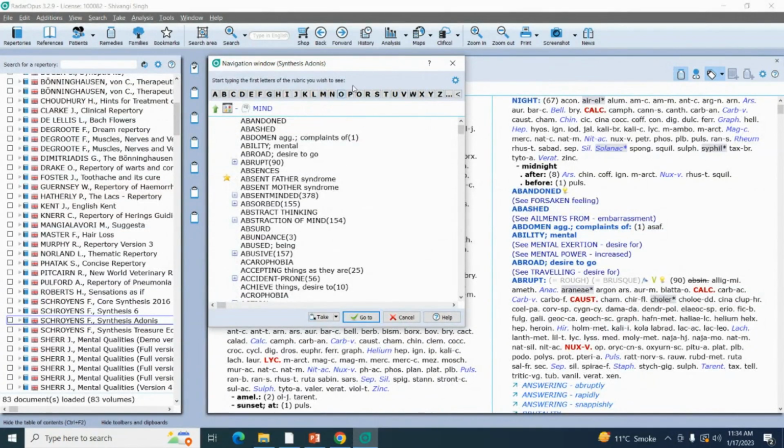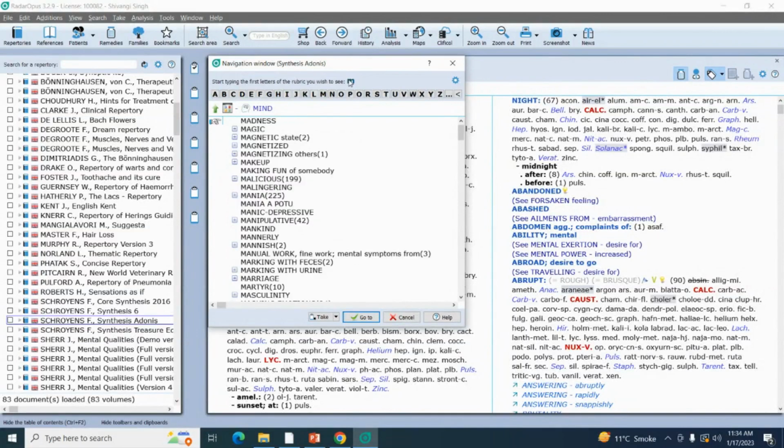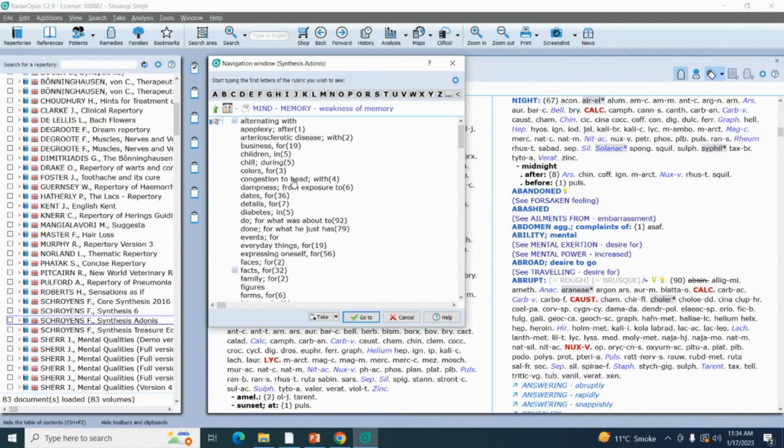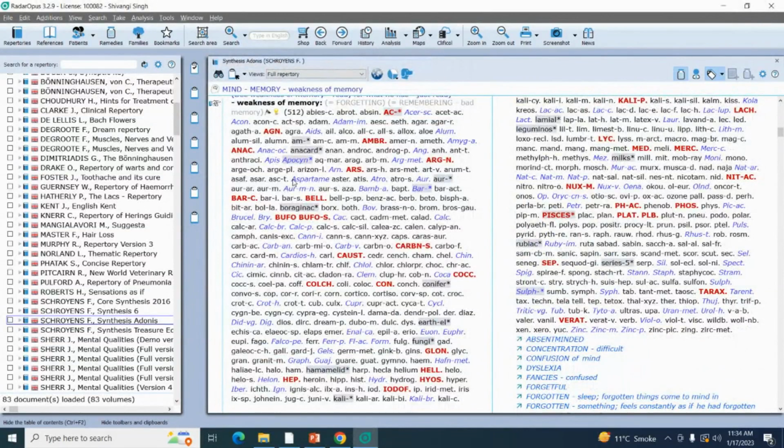Else you can type your symptom in front of this. Start typing the first letter of the rubric you wish to see. Now my patient's symptom is weakness of memory, so I'm typing here memory. Just write down the initial, you will get your rubric below. Memory, weakness of memory is already mentioned here. Now I press enter on my keyboard. Now my rubric has opened on my main display screen. From Mind chapter, memory is my rubric, weakness of memory is my sub rubric.